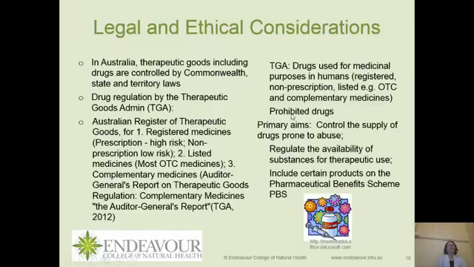TGA is also involved in controlling prohibited drugs. We'll talk more about these when we talk about scheduling, but this idea that one of the primary aims of the TGA is to control the supply of drugs that may be prone to abuse, thereby regulating availability of substances. It's not just based on their psychoactivity, but perhaps also any toxicity profiles that they may have, where there needs to be regulation around those substances.